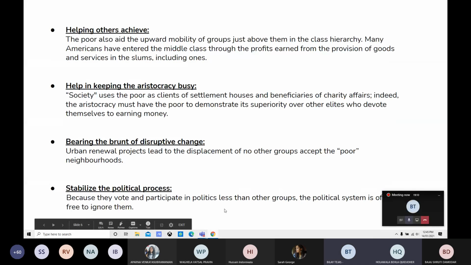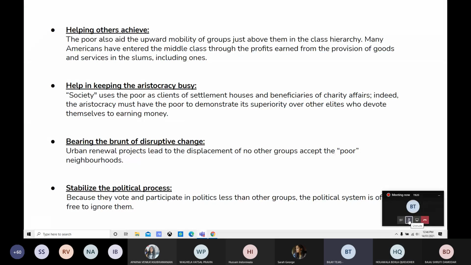Next, he talks about how the poor also aid the upward mobility of groups just above them in the class hierarchy. Many Americans have entered the middle class through the profits earned from the provision of goods and services in the slums, including the illegal ones. So there are some benefits that are given to the poor people, and due to that, many people have entered the middle class.